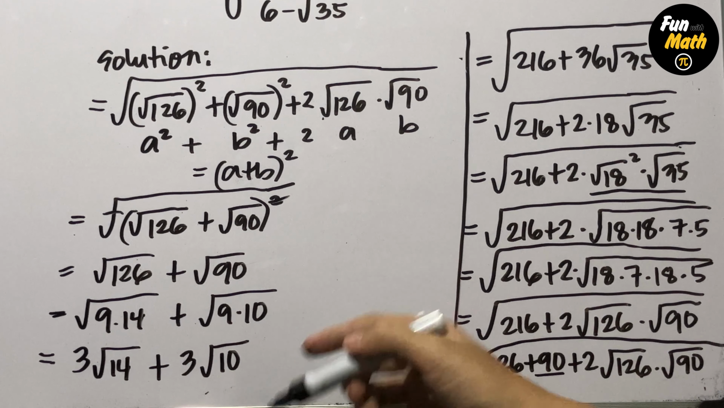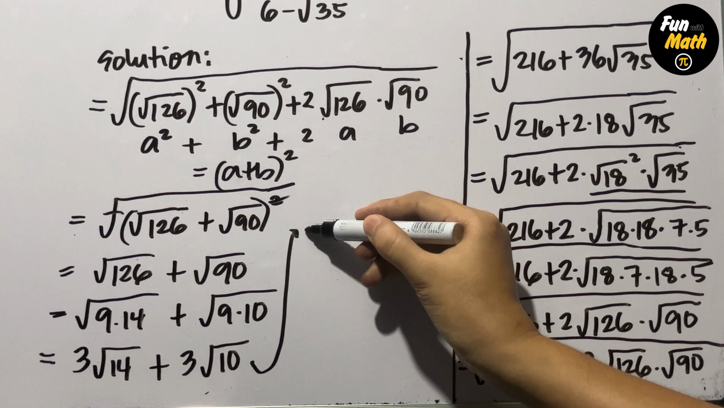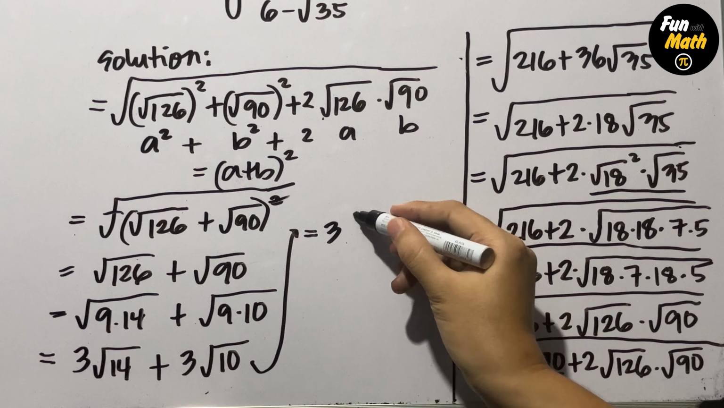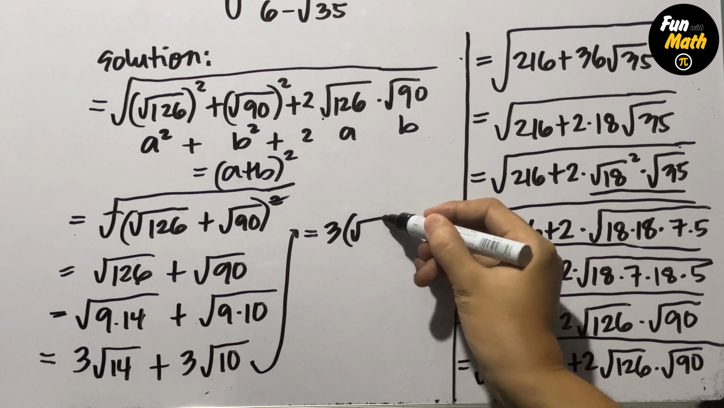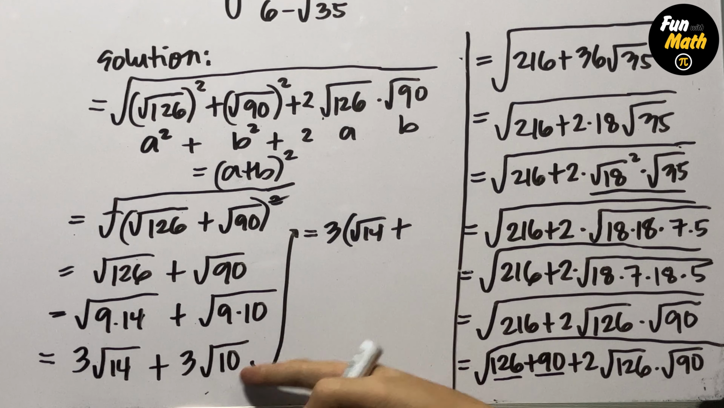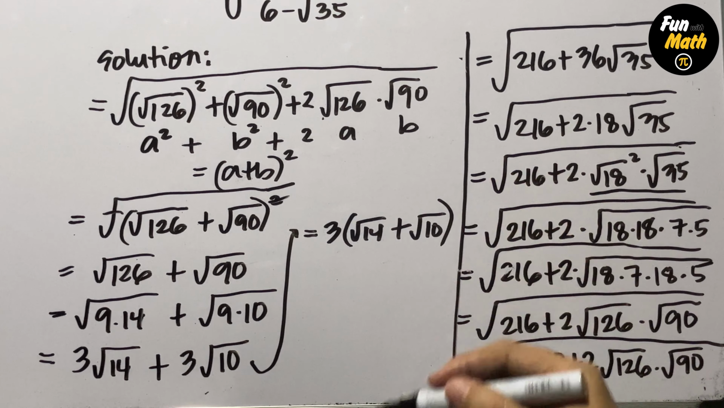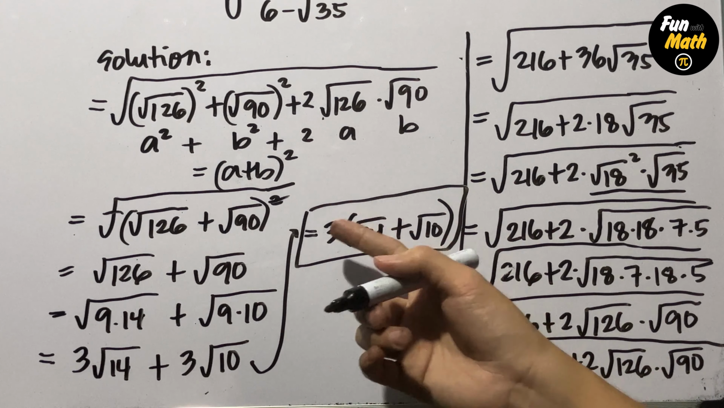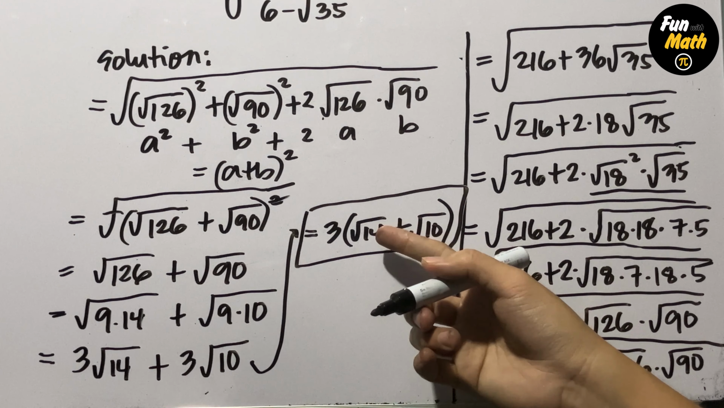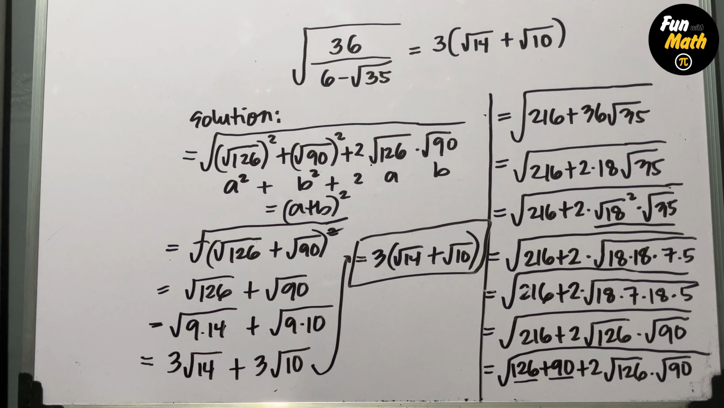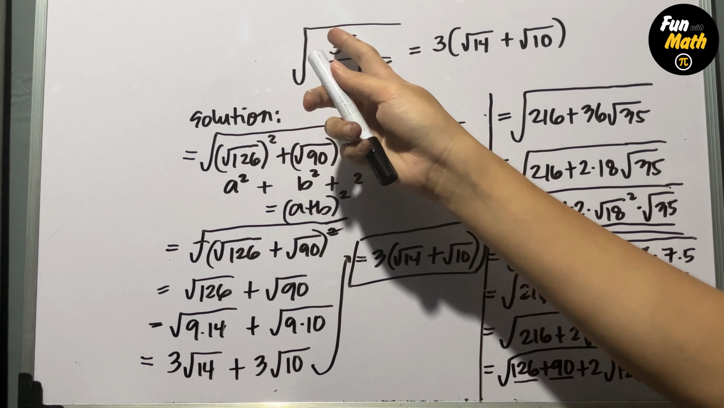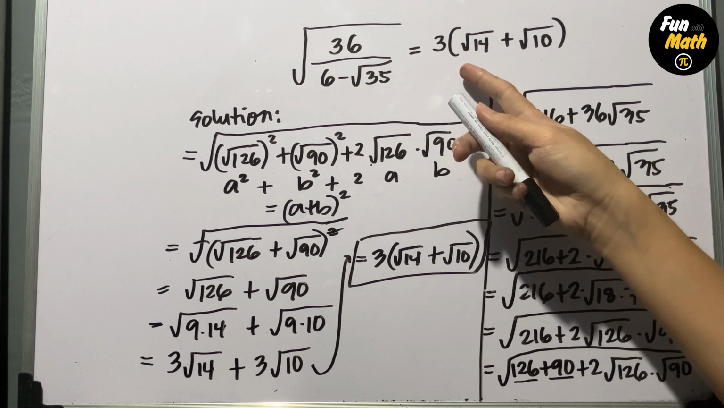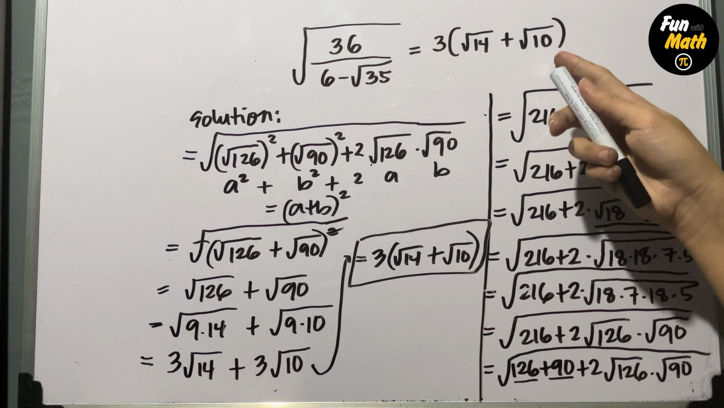We can factor this. This now equals, the common factor is 3, so 3 times square root of 14 plus square root of 10. And this is our final answer. Again, 3 times square root of 14 plus square root of 10. Therefore, the square root of 36 over 6 minus square root of 35 is equal to 3 times square root of 14 plus square root of 10.